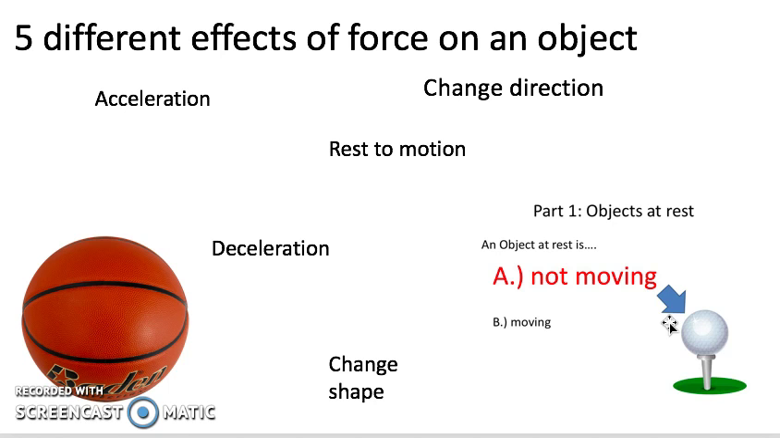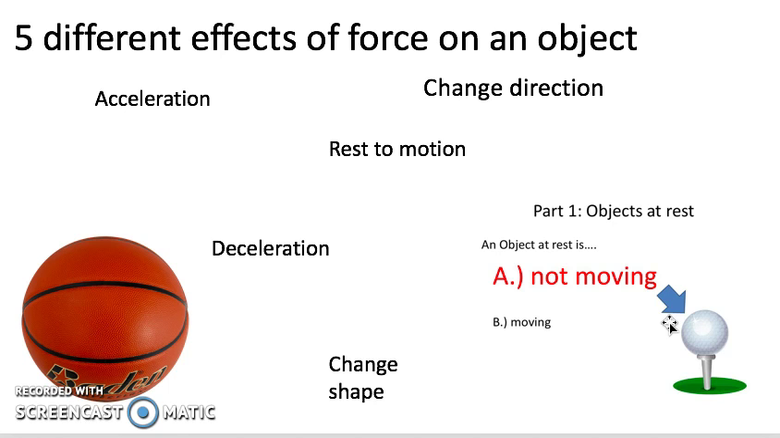Changing direction. This is when the ball changes direction. A force can cause a moving body to change direction. For example, in basketball, when a ball is travelling through the air and a player makes a block, the ball will, as a result of hitting the player, change its direction.